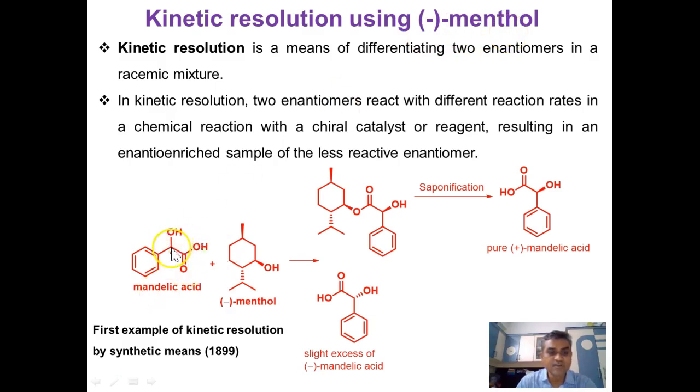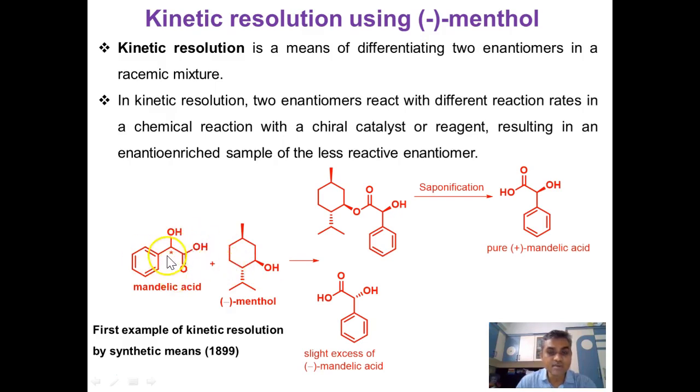Mandelic acid is having one chiral center, so it exists as enantiomers. It exists as a racemic mixture here. The racemic mixture of mandelic acid can be separated into two individual isomers, the plus isomer and the minus isomer, by reaction with levomenthol. So when the chiral reagent is treated with the racemic mixture of mandelic acid, these two isomers of mandelic acid show different behavior.